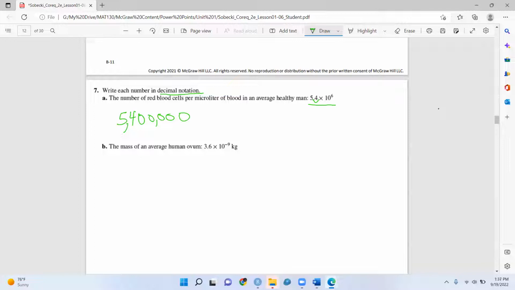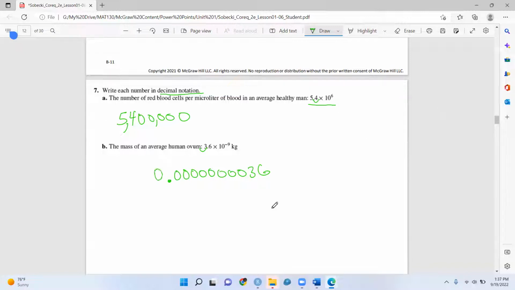And then here, because it's a negative exponent, we're going to the left, and we're going to move the decimal place left once here, and then we have 8 more zeros in front of it we need to add. So this one's a little more tricky because we have to start with the decimal. I need to count out 8 zeros. 1, 2, 3, 4, 5, 6, 7, 8, and then 3, 6. So there's that number in decimal notation.